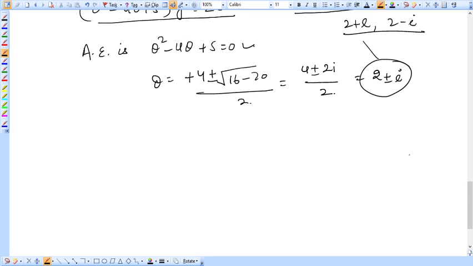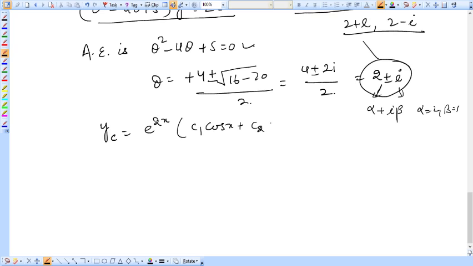So in this case, the complementary function or solution is equal to, so what is alpha here? This is alpha, this is beta. So alpha plus iota beta, here alpha is equal to 2 and beta is equal to 1, right? So the complementary solution is equal to e raised to 2x, c1 cos x plus c2 sin x, right? So this is your complementary solution.